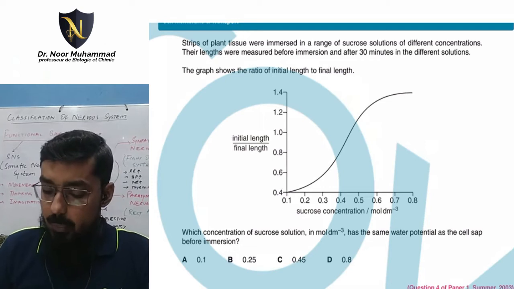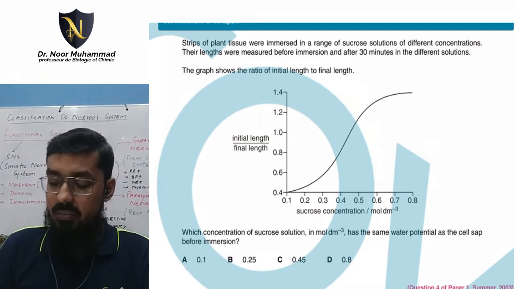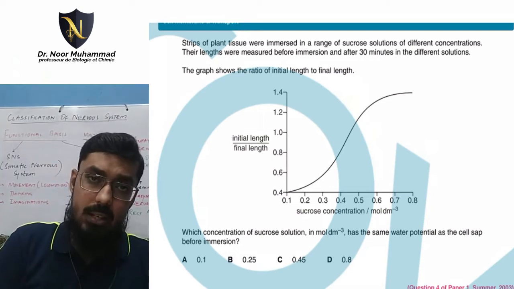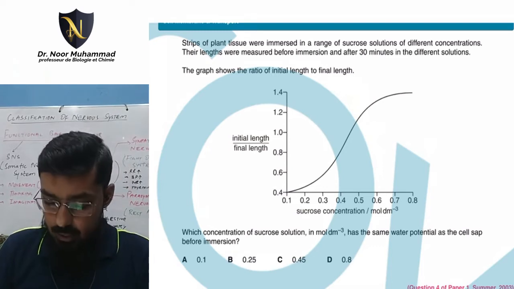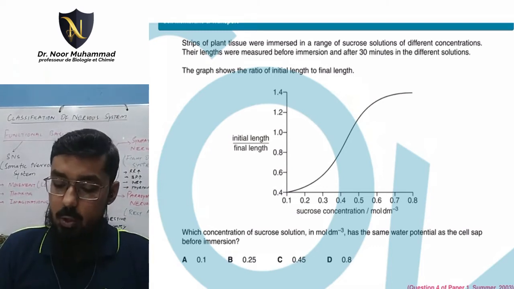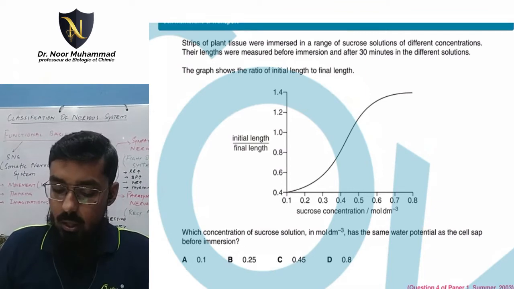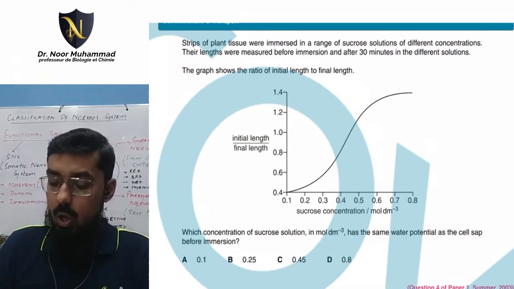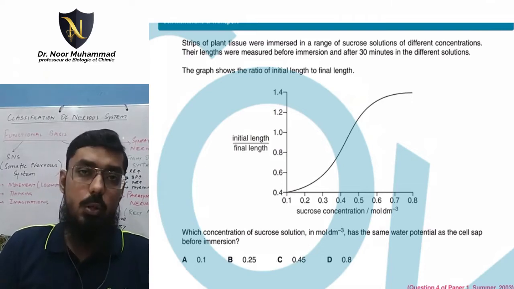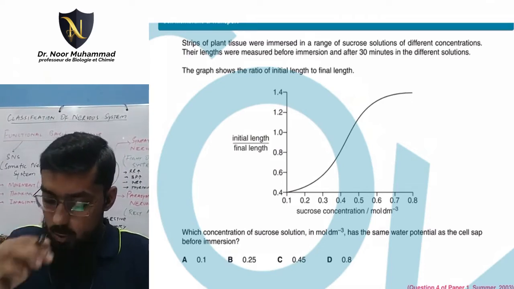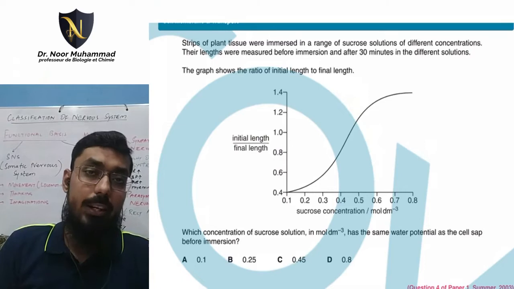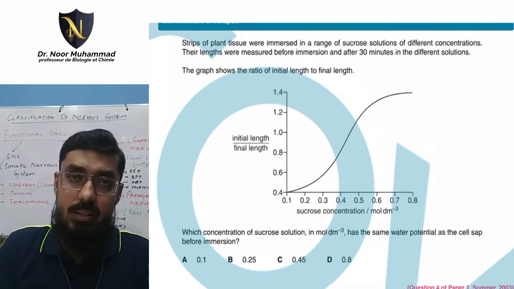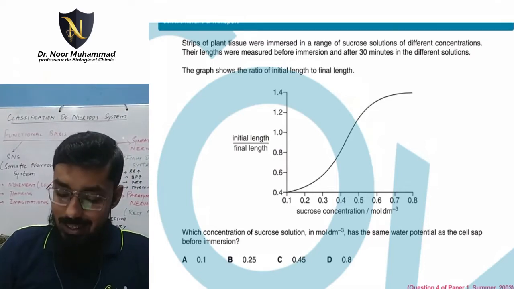Their lengths were measured before immersion and after 30 minutes in different solutions. Length को पहले भी measure किया गया before immersion और after measure भी किया गया है. अब graph shows the ratio of initial to final length. तो as you can see कि sucrose concentration जैसे जैसे आप increase कर रहे हो तो जो ratio of initial to final length है वो बढ़ता जा रहा है, which is only possible जब final length कम होगी, denominator कम होगा और numerator ज्यादा होगा. ठीक है, तो it means length is decreasing.